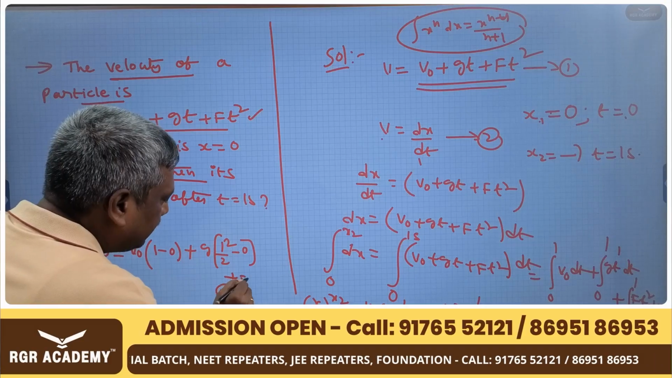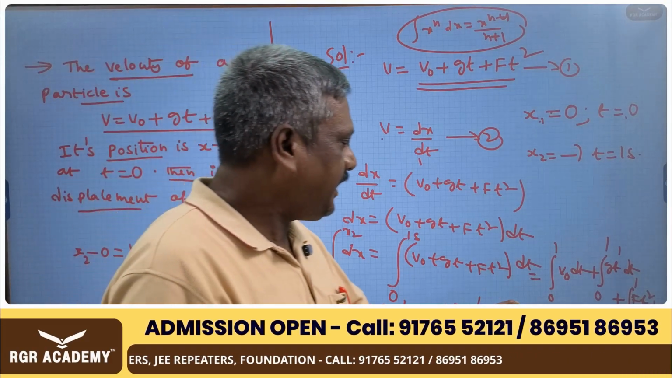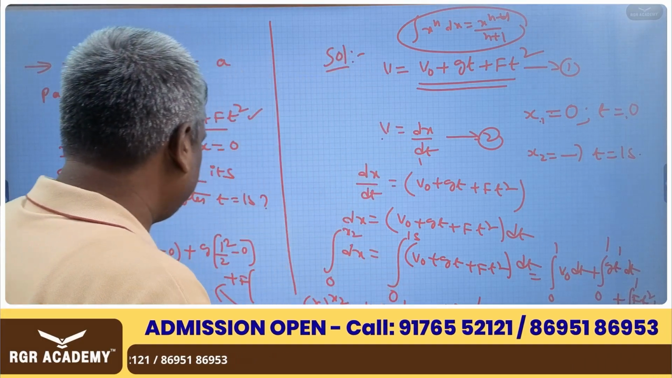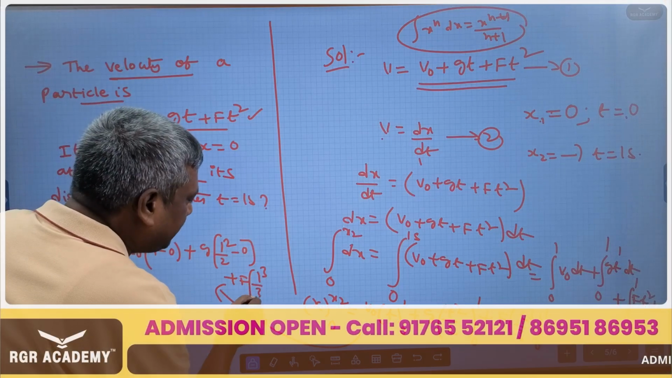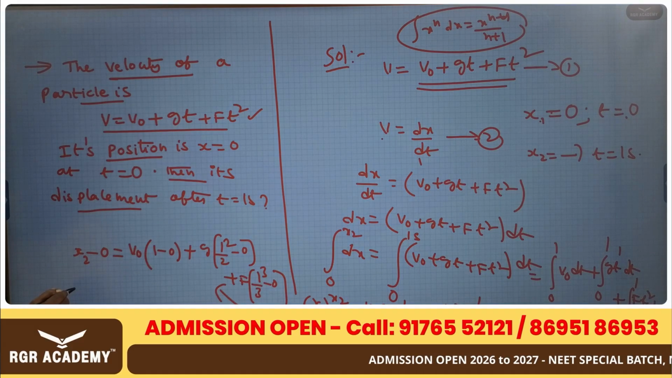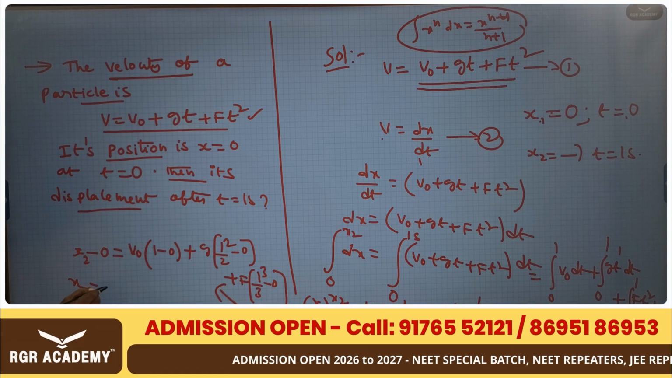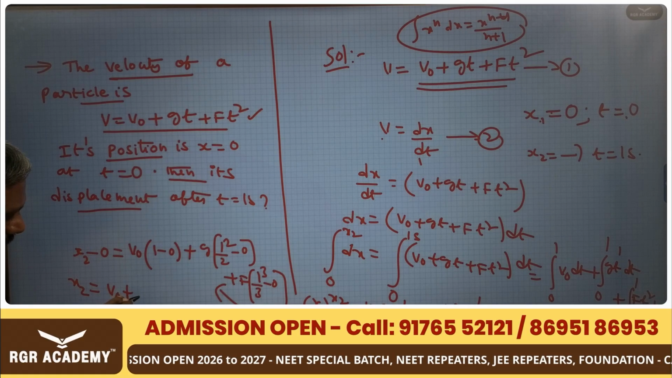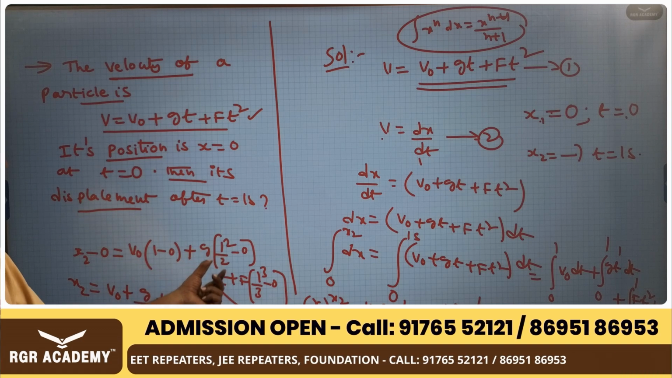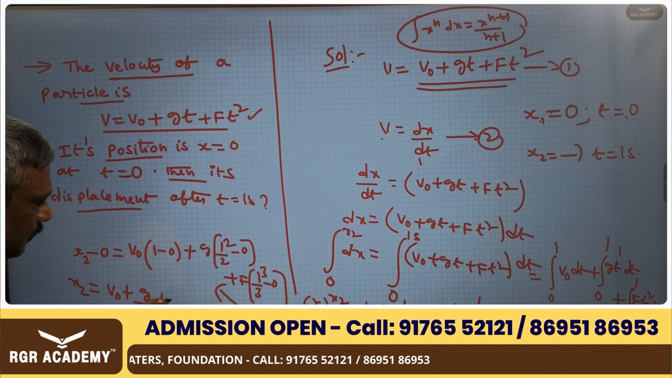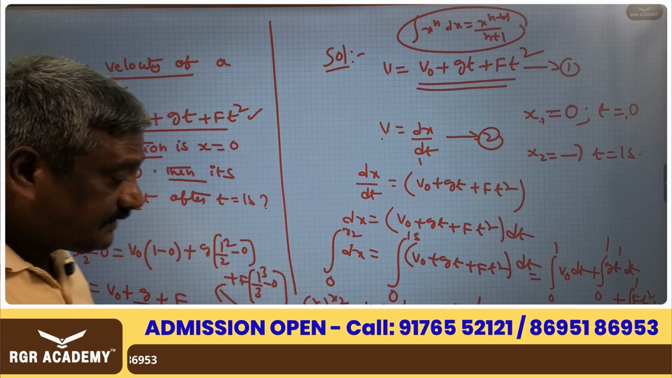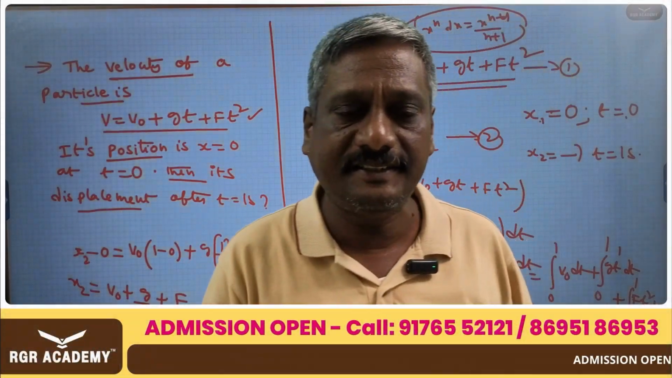Last one. That is f into t cube by 3, 0 to 1. Substitute upper minus lower limit. What happened? That is 1 cube by 3 minus 0. Therefore, finally you get like this. The distance traveled is what? V0 plus g by 2 plus f into 1 by 3, so you can write that is f by 3. The distance traveled by the particle is like this.